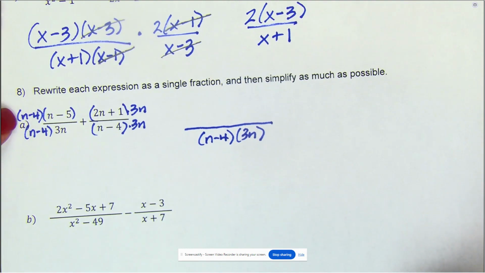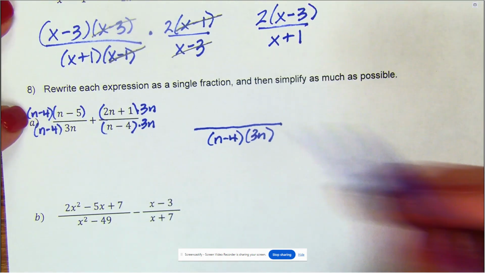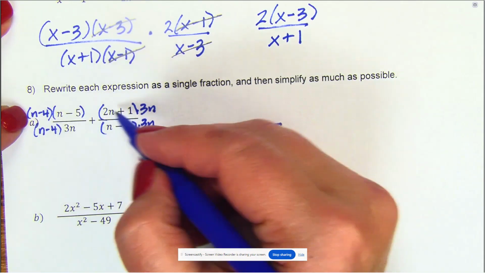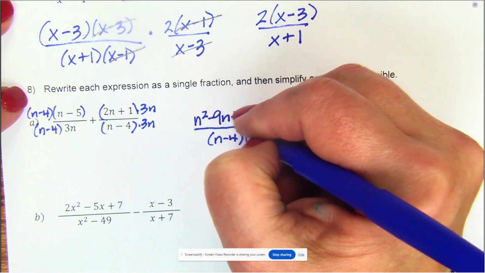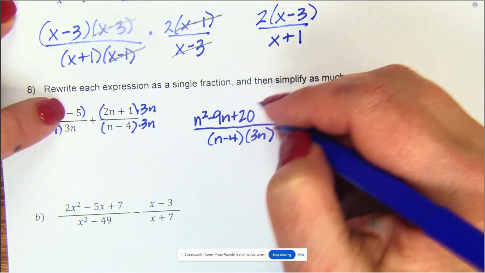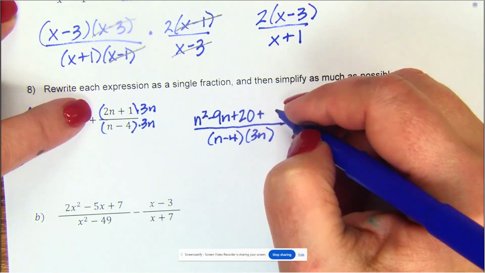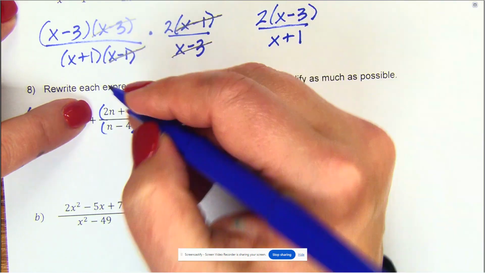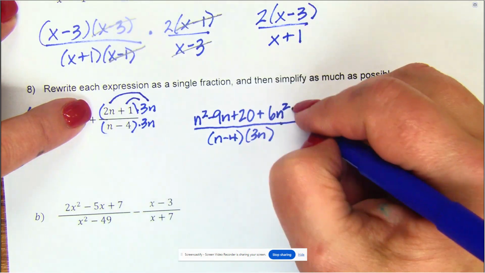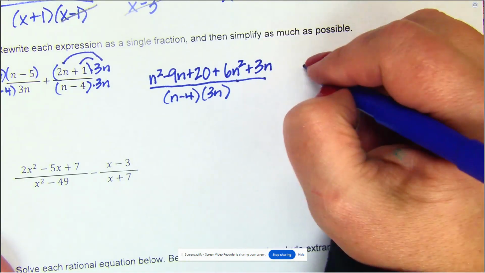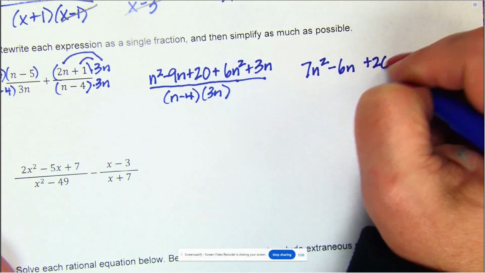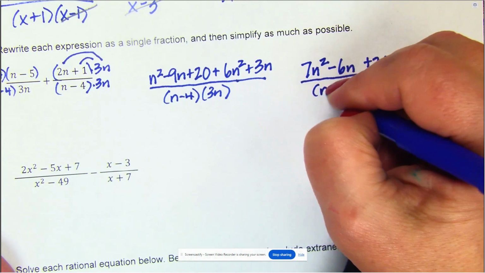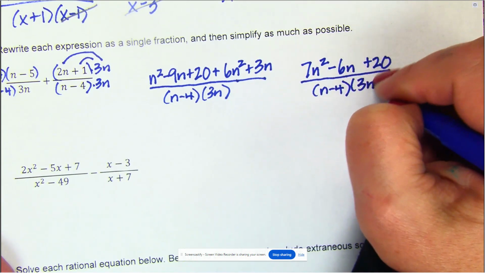Now, before I can add the tops together, I have to do all that multiplying. I've got to multiply that, and I've got to multiply that. So that's n squared minus 9n plus 20. You could do a box if you need to. Plus, this one is 6n squared plus 3n. So now I'm going to combine like terms. So I have 7n squared minus 6n plus 20 all over n minus 4 times 3n.